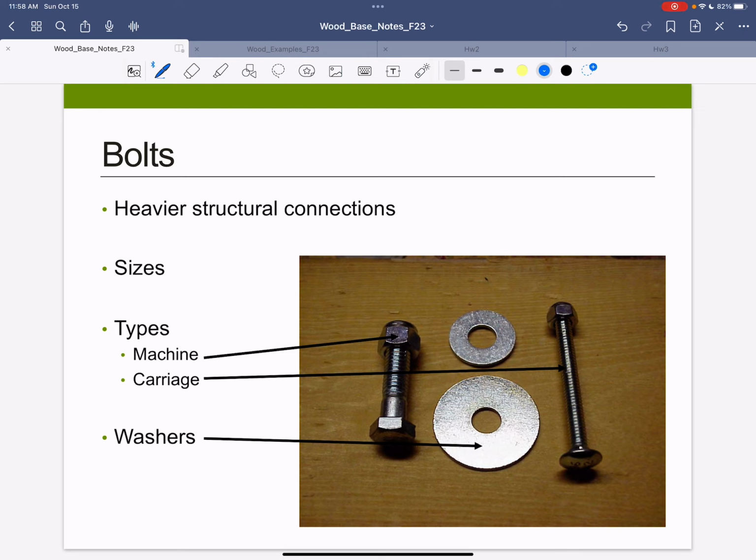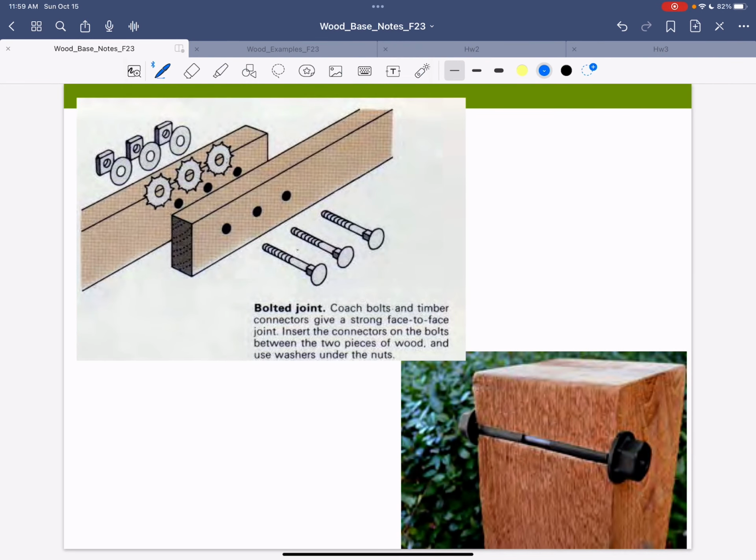Bolts. These are for your heavy duty structural connections. Like if you look at an old timber bridge, they'll have bolts. You have a pre-drilled hole, and the bolt goes through that, and then you use washers on either side, or at least typically on the nut side. So the bolt, the nut, the washer. This is a machine bolt. This is a carriage bolt. See the head difference here? You could spend hours and hours in the bolts and screws aisle at the hardware store and see all the different types of materials and coatings and sizes and shapes.